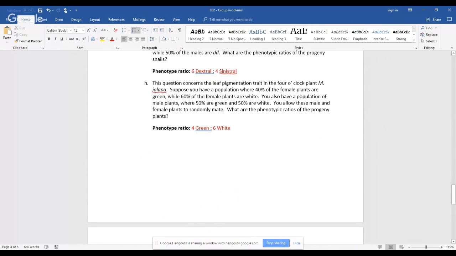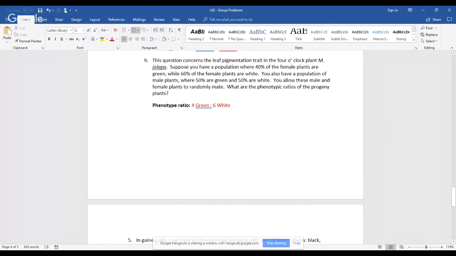And then for part H, when it's talking about the four o'clock plant, it's the maternal inheritance. So you just look at the females again. So since 40% of the females are green, then 40% of the offspring will be green. And since 60% of the females are white, then 60% of the offspring will be white. So I got the 4:6 ratio for green to white.